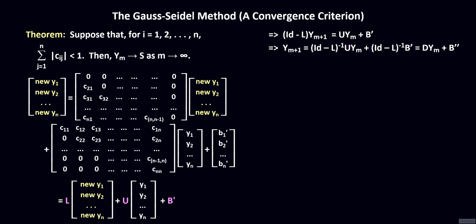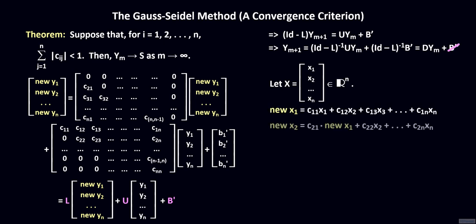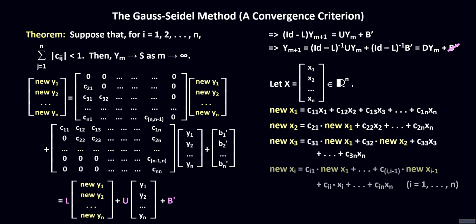We are going to start ignoring the vector b double prime, since b double prime ends up being inconsequential, as we shall see later on. Let X be a general vector in n-dimensional real space. We apply the recursion equations to X, sans b double prime, to get the following recursion equations for X. These components are the components of D times X.